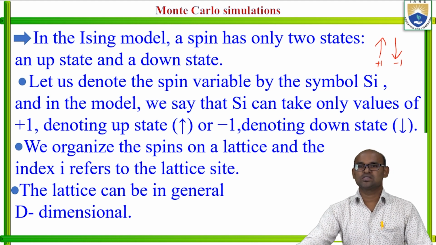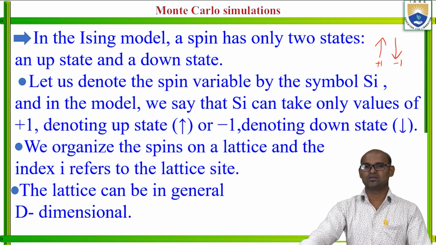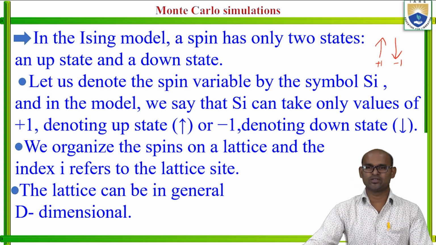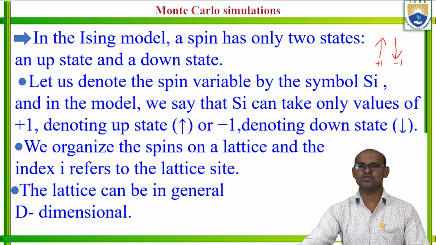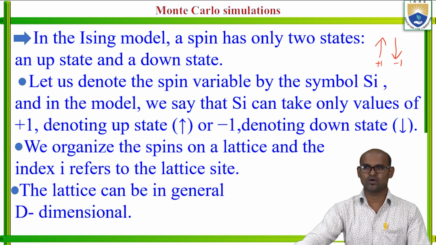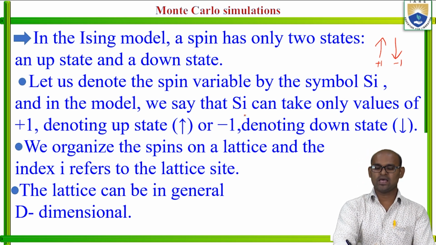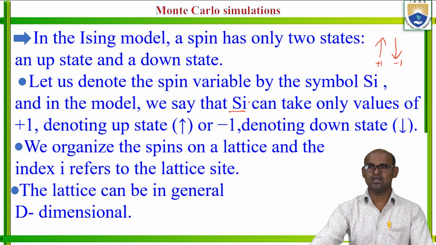So we organize the spins on a lattice, and the index i refers to the lattice site. The lattice can in general be d-dimensional. It can be 1 dimension, 2 dimension, or 3 dimension. Whatever spatial dimension you consider to solve this Ising model, you can place a spin on each lattice site. So S_i, where i refers to the lattice site.